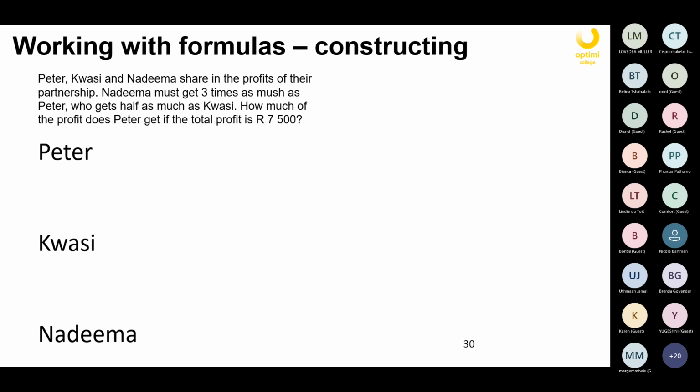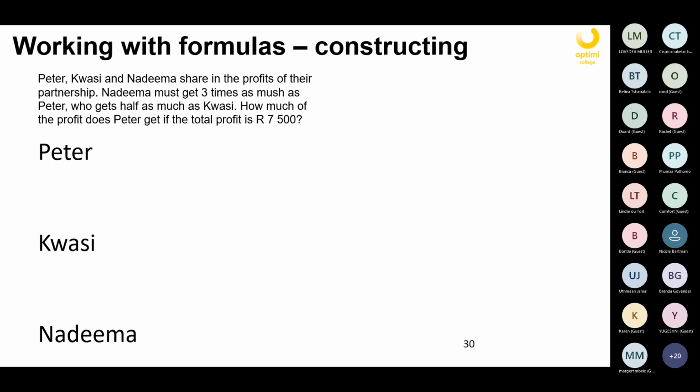Peter, Kwasi, and Nadima share in the profits of their partnership. Nadima gets 3 times as much as Peter, who gets half as much as Kwasi. How much of the profit does Peter get if the total profit is 7,500? They want you to construct a formula.